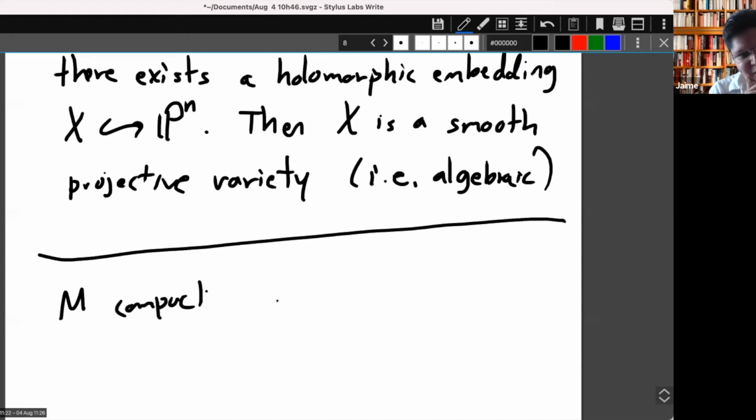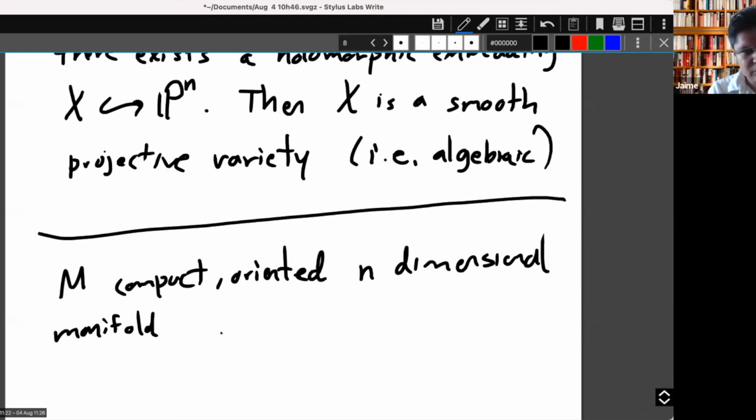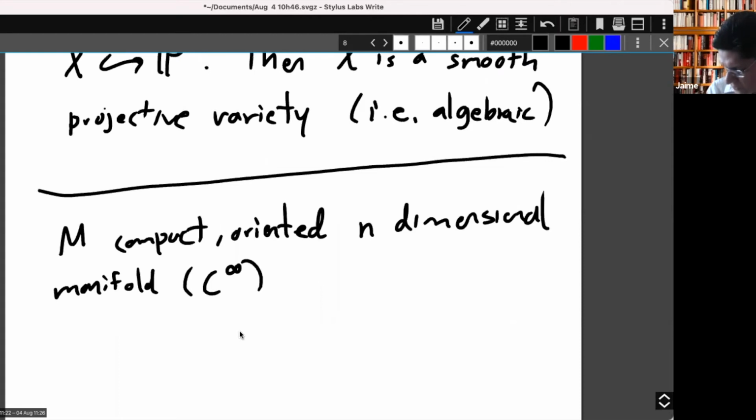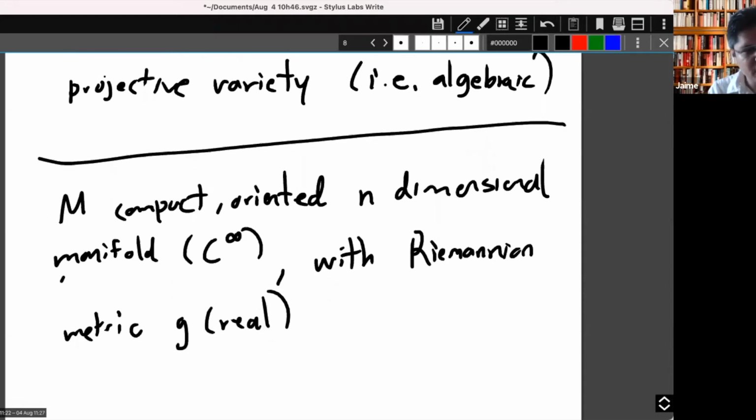We started with a compact, oriented, n-dimensional manifold. And by this, I mean also smooth. And then when you translate this to the world of complex manifolds, our complex manifolds by the complex structures are always oriented and even dimensional. And so let's add the fact that we have a Riemannian metric g, real in this case. I mean, here I'm referring to a real smooth manifold. Then remember what we did before is that we have the Hodge operator.